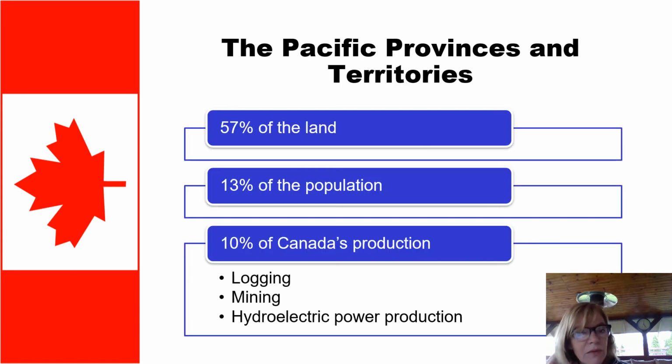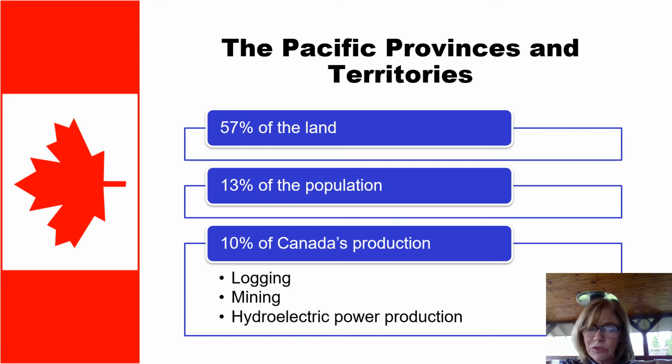Okay, so if we look at the Pacific provinces now, we're going to shift over. These are the last. We're getting there. So we're talking about here British Columbia, and then Yukon, Northern Territories, and then Nunavut. So this takes up 50% of the land, but it's sparsely populated because so much of it is difficult to live on. It's too cold, it's tundra, or it just doesn't have many natural resources. So it only has 13% of the population.